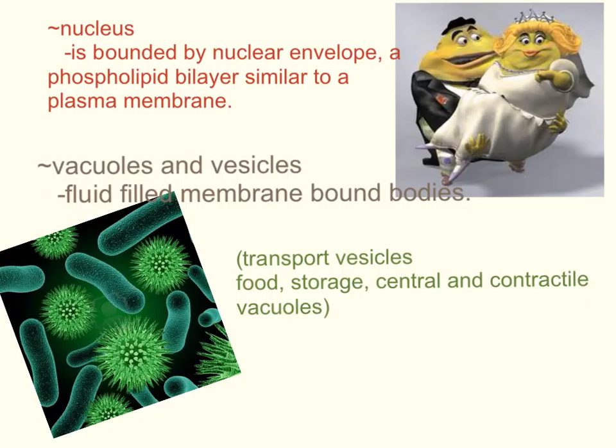Then we have storage vacuoles, and those are in plants. They store starch, pigments, and toxic substances. We have central vacuoles, and those are large bodies occupying most of the interior of certain plant cells. And last, we have contractile vacuoles, specialized organelles in single-celled organisms that collect and pump excess water out of the cell.